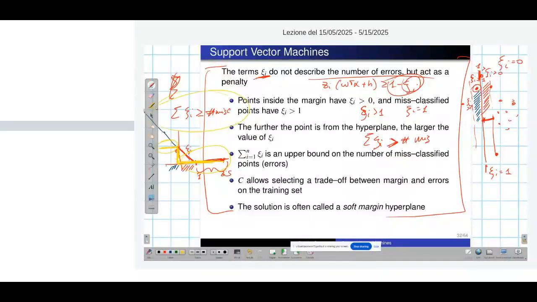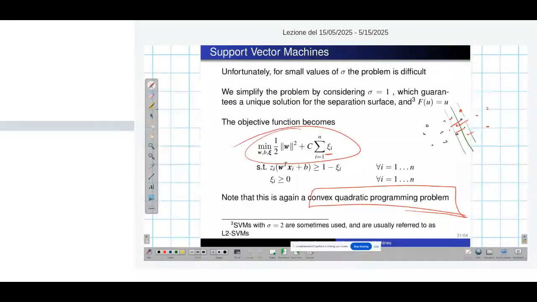Which means that the objective function can be seen as a trade-off between large generalization and an upper bound on the number of errors. If the second term is low, it means that I will also have a low number of misclassified points, because every misclassification will add at least a value of 1 to the second part of the objective. So we have again our two competing objectives: generalization and good performance on the training set.